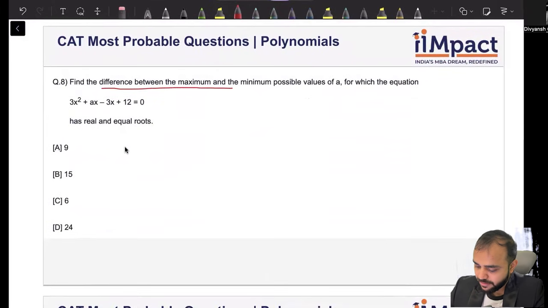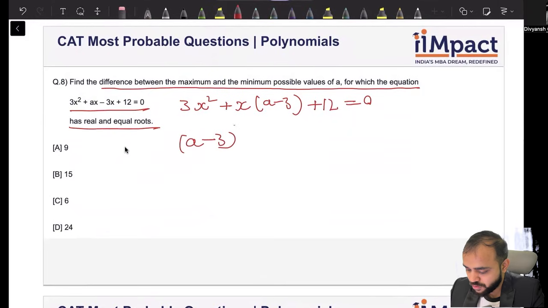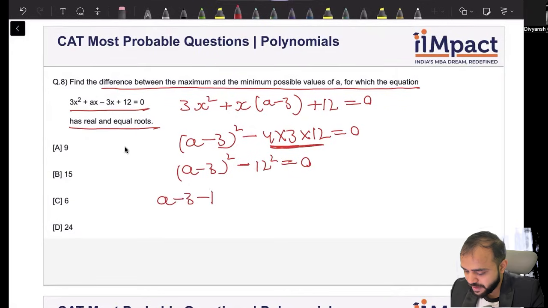Find the difference between the maximum and the minimum possible value of a for which this equation has real and equal roots. So basically I want the discriminant for this quadratic to be equal to 0. So this will be 3x square plus, if I take x common, (a minus 3)x plus 12 is equal to 0, or (a minus 3) whole square minus 4 into 3 into 12 is equal to 0. Now this will become (a minus 3) whole square minus 12 square is equal to 0, or (a minus 3 minus 12) into (a minus 3 plus 12) is equal to 0.